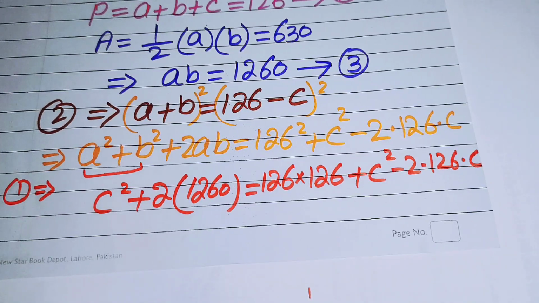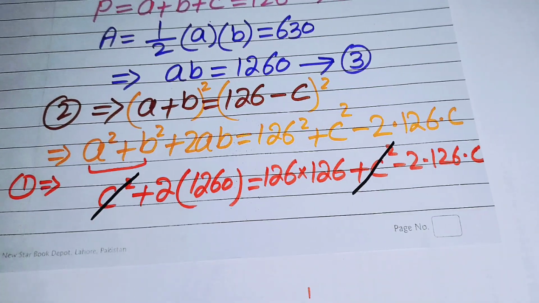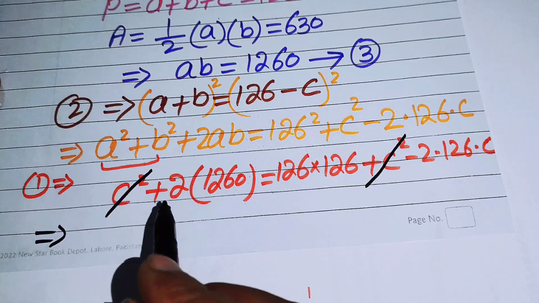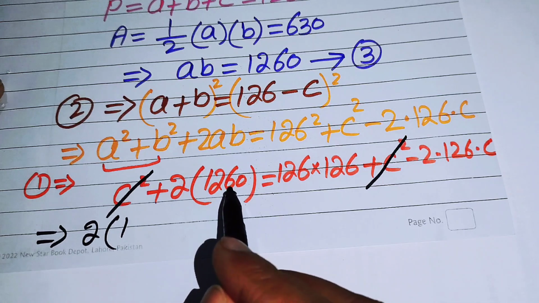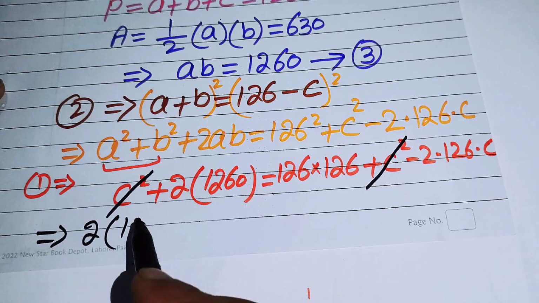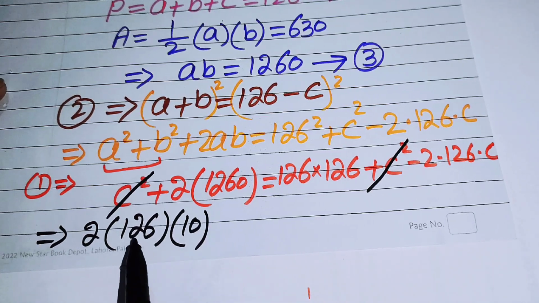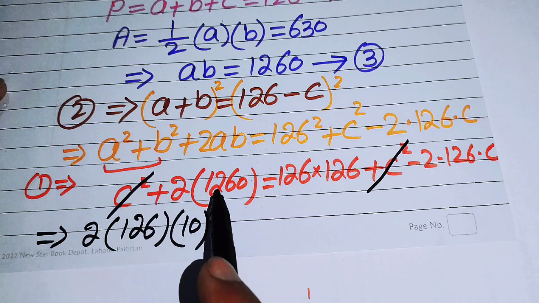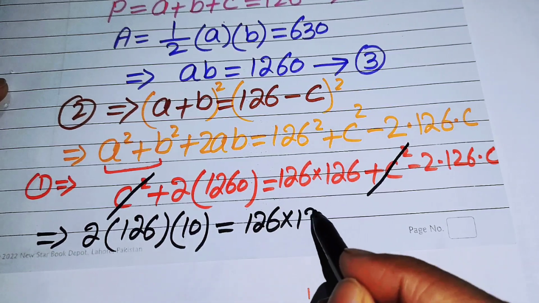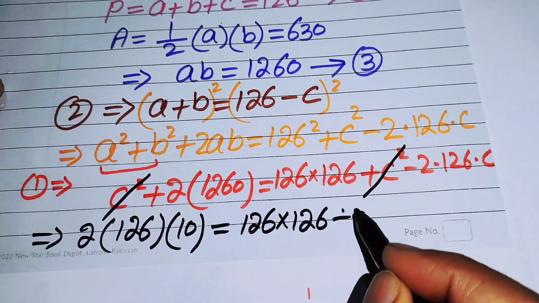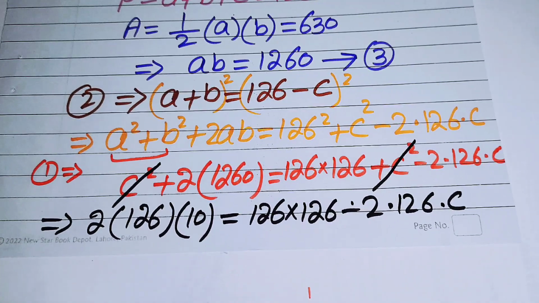In the next step we will make a little simplification. You see that plus c squared and plus c squared cancel each other, and after this cancellation we obtain 2 times 1260, which we write as 126 multiplied by 10, because 126 multiplied by 10 equals 1260, and it equals 126 multiplied by 126 minus 2 times 126 multiplied by c.